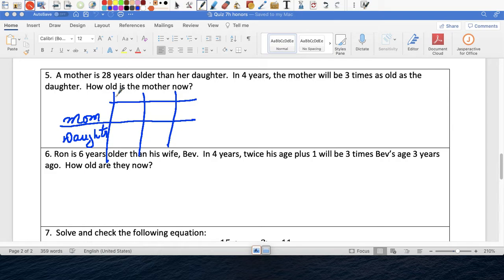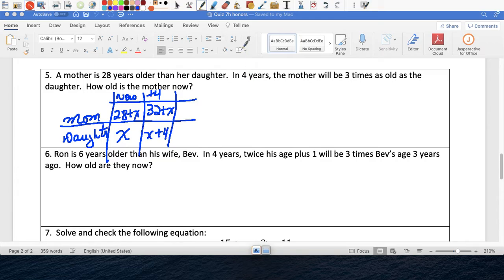Right now the mom is 28 years older than the daughter. The daughter, let's call her x. So mom's age would be 28 plus x. In 4 years, plus 4, mom will be 28 plus 4, 32 plus x. And the daughter will be x plus 4.